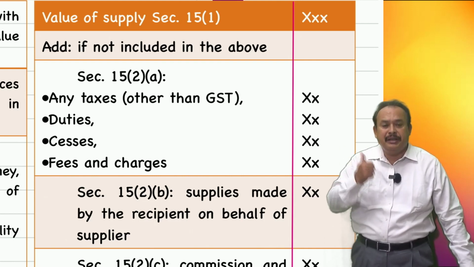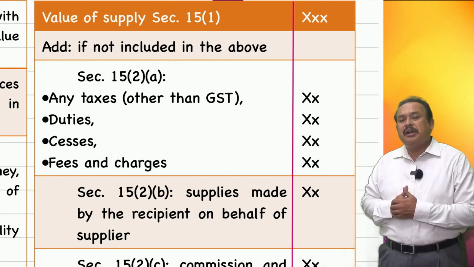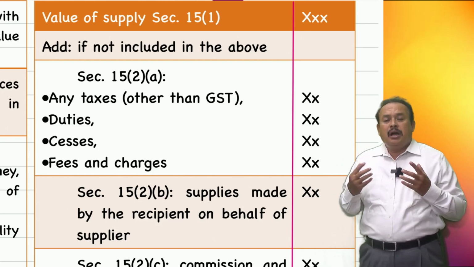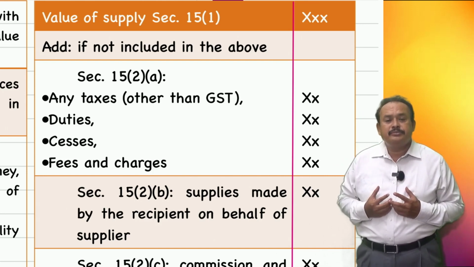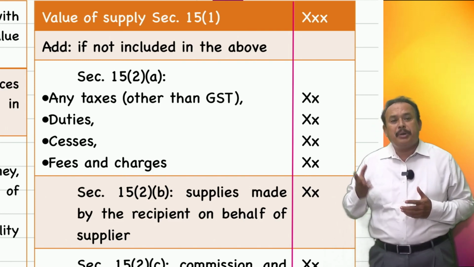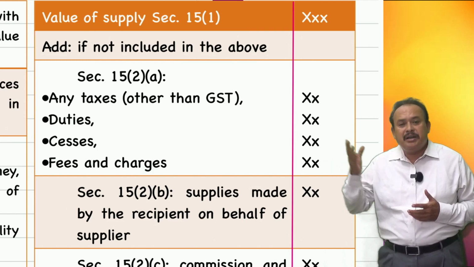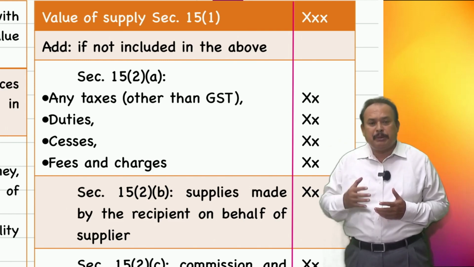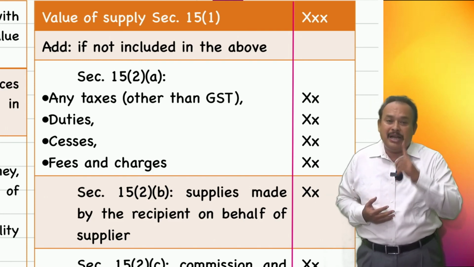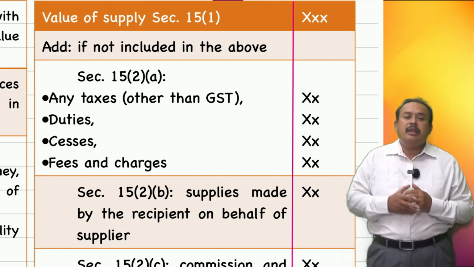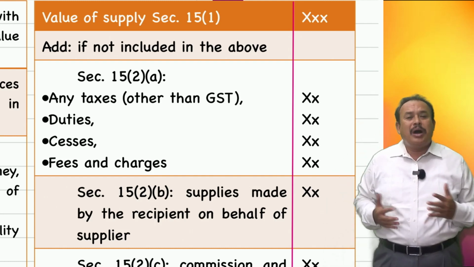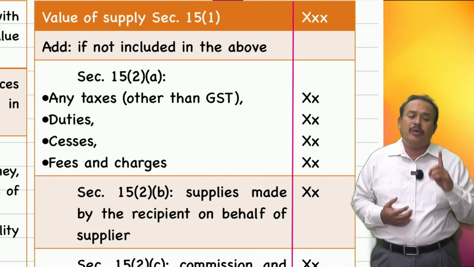If not added already. What do you mean by this? Any taxes. For example, my dear friends, I am the landlord. I let out my commercial property to a practicing cost accountant for his profession purpose. Per month, I am charging rent of 1 lakh rupees. Now you tell me, am I making a taxable supply of services? Yes. My books show rent of 1 lakh.